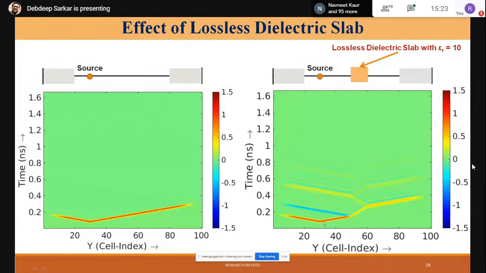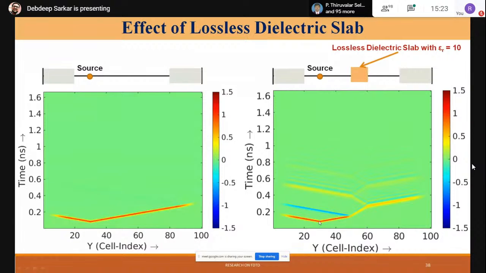For example, in this case, the pulse propagates here, and actually I do not have the animation ready with me right now, but the pulse propagates here and then it gets reflected and it changes the phase. You calculate the reflectance, you will get the idea of why it is becoming from red to blue, why it is changing the polarity.